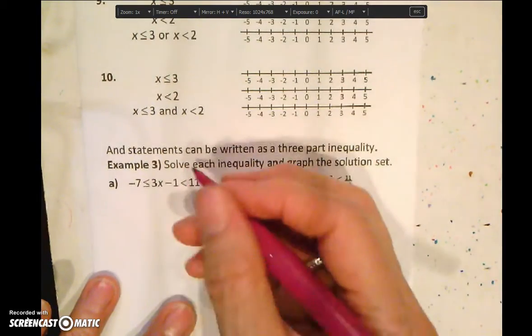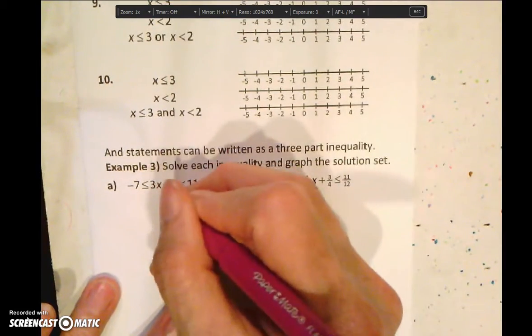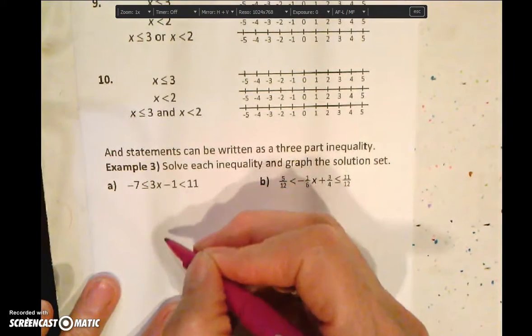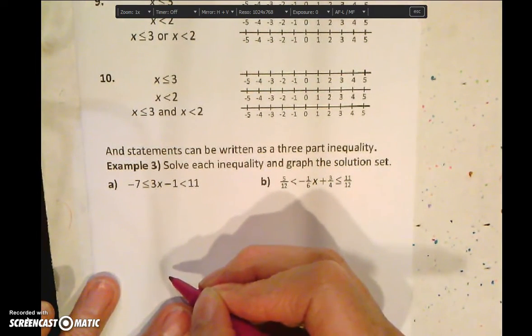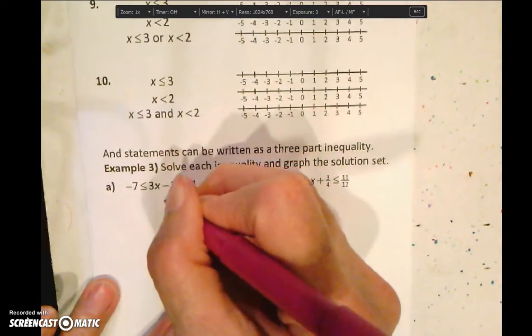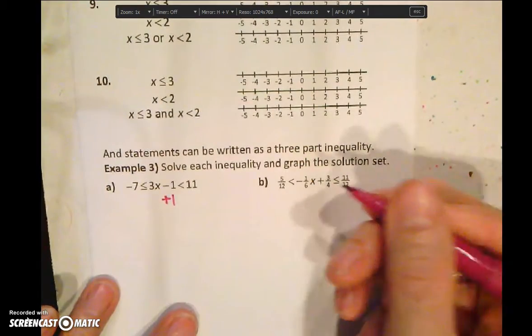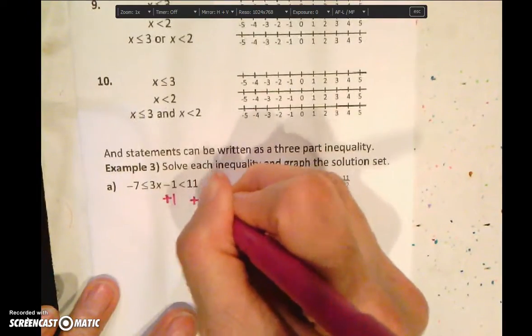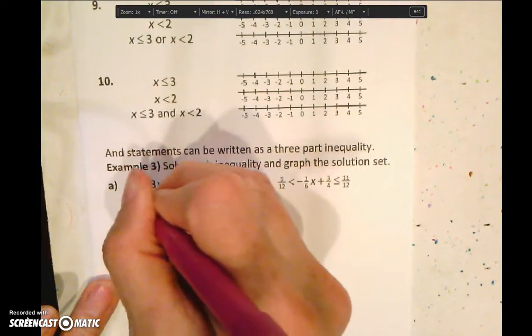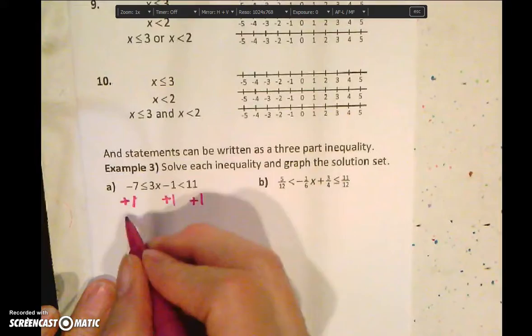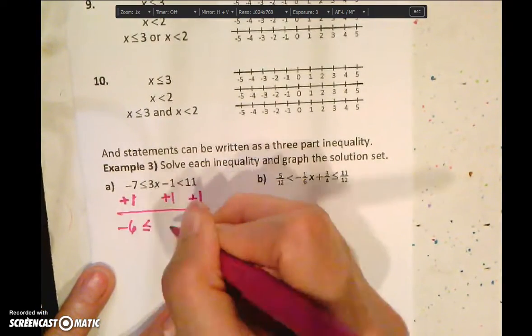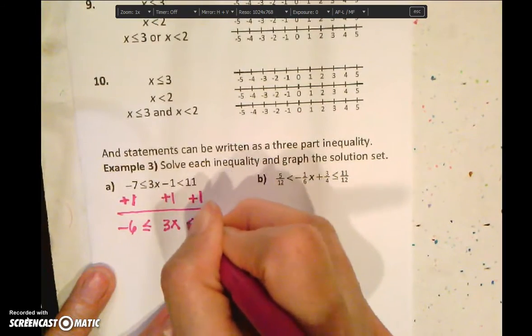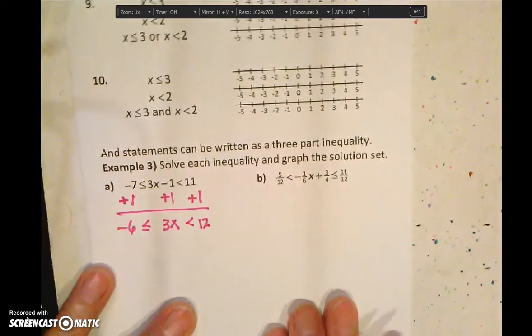Just going from here. So I'm going to look at the middle, and the goal in the middle is going to be to undo it till I get an x in the middle. So the first thing I need to do is to add 1. And when I add 1, I've got to add 1 to all 3 sections. And that's going to give me -6 is less than or equal to 3x is less than 12.